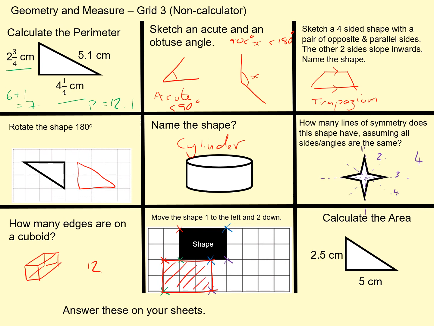It's called a translation. And again, we'll do a full lesson on that later on in the course, only we'll be using column vectors for that. And lastly, calculate the area: 2.5 height, 5 width, and it's a triangle. So remember the process, that is base times height and half it. So 2.5 times 5 is 12.5, and then we're going to half that. That gets us 6.25. Working in centimeters, so our answer is going to be centimeters squared. And that would be the geometry measure.